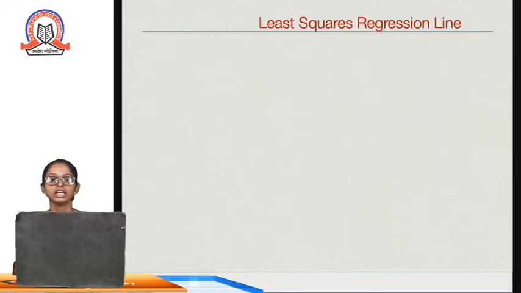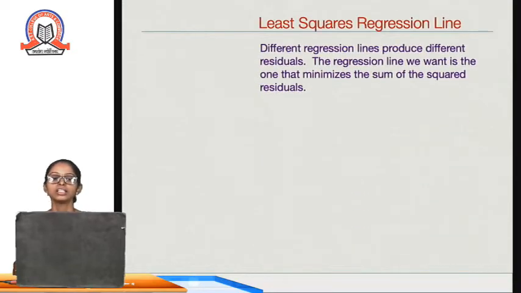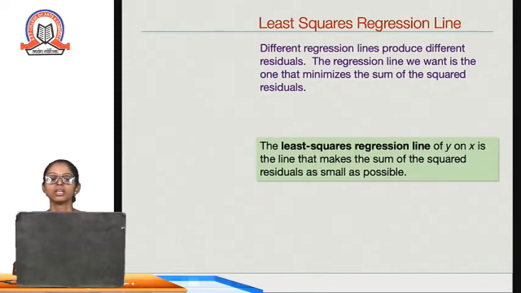Next is the least squares regression line. Different regression lines produce different residuals. The regression line we want is the one that minimizes the sum of the squared residuals. That means the least squares regression line of y on x is the line that makes the sum of squared residuals as small as possible.